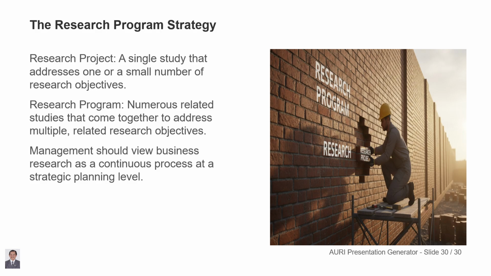Finally, to conclude our discussion on the business research process, it is important to distinguish between a research project and a research program. A research project is a single, self-contained study. It is designed to address a limited number of clearly defined research objectives, often focusing on a specific problem. An example might be a one-time study to find the best employee insurance plan for the next year. In contrast, a research program is a broader and ongoing strategic approach to research. It includes numerous related studies, often conducted over time, that collectively address multiple interconnected business objectives.